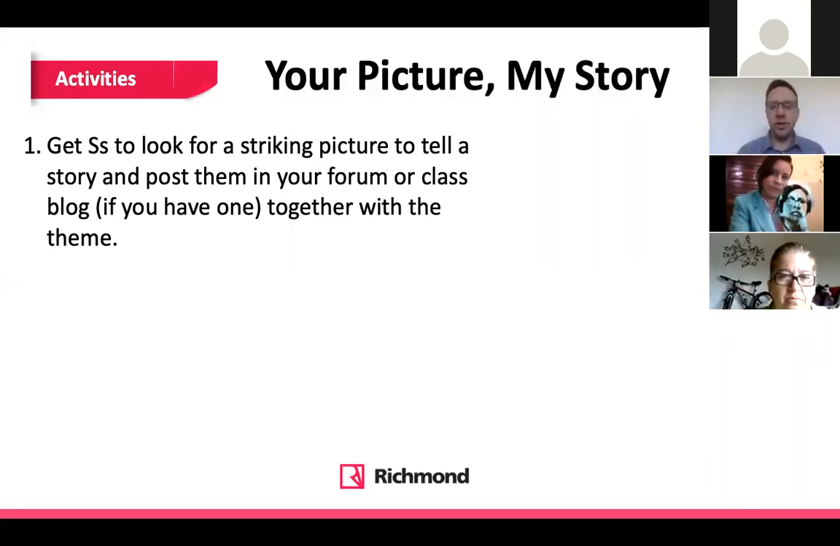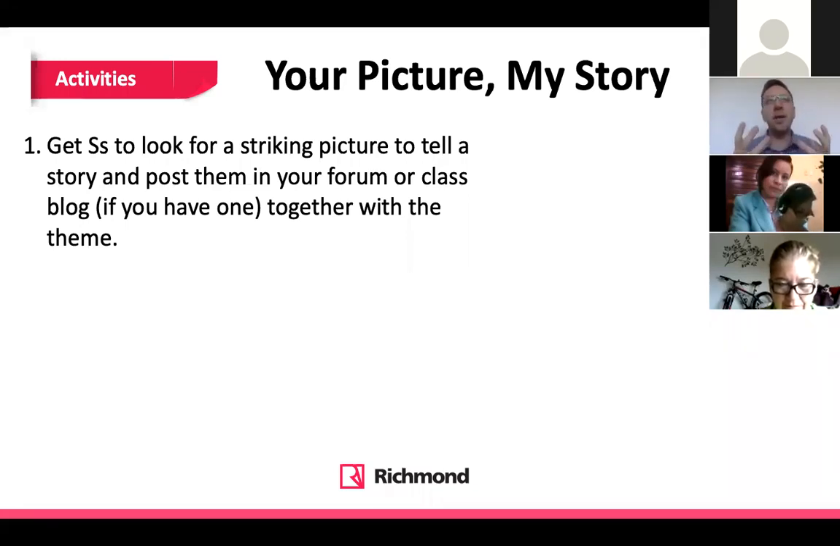What we are going to do is they are going to go and look for a striking picture, okay? And they are going to upload the picture in the class forum, and they are going to write also a theme for that picture. So they look for a picture and they say, I don't know, crime or robbery or cooking or sports, okay? They need to choose a theme together with a striking picture.